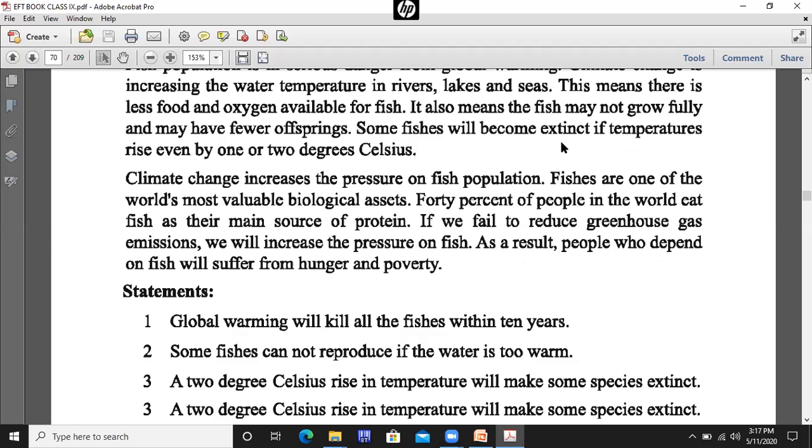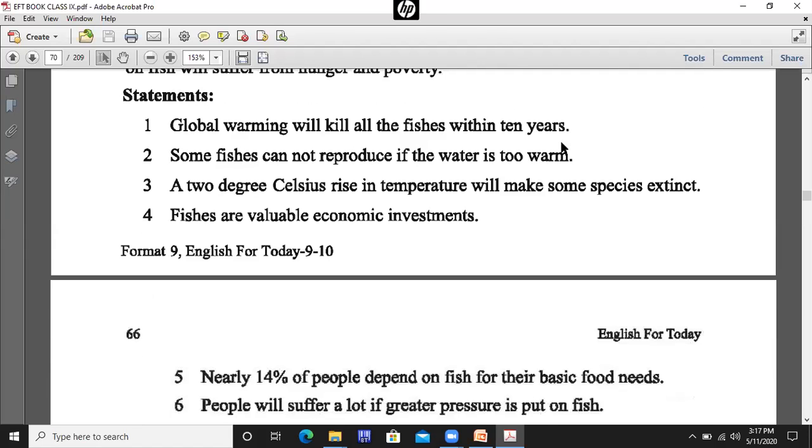Now I'm going to the statements. The first one: global warming will kill all the fishes within 10 years. Is it true or false? Within 10 years, global warming will kill all the fishes. It is false. Some fishes cannot reproduce if the water is too warm. What will it be? Yes, this is also true.